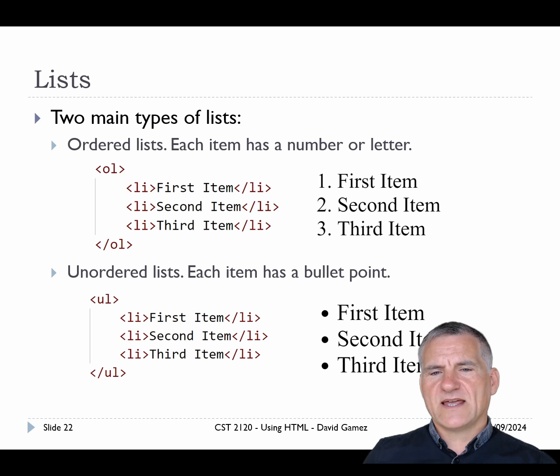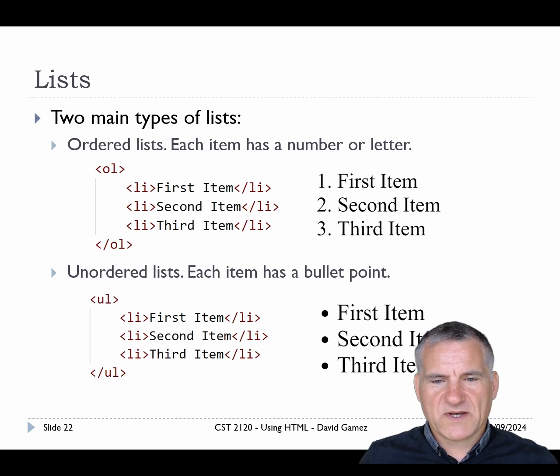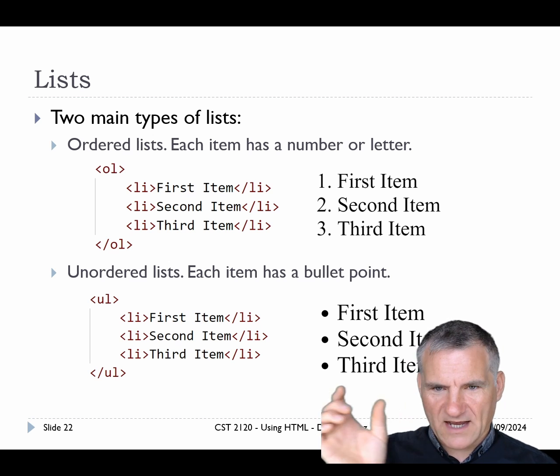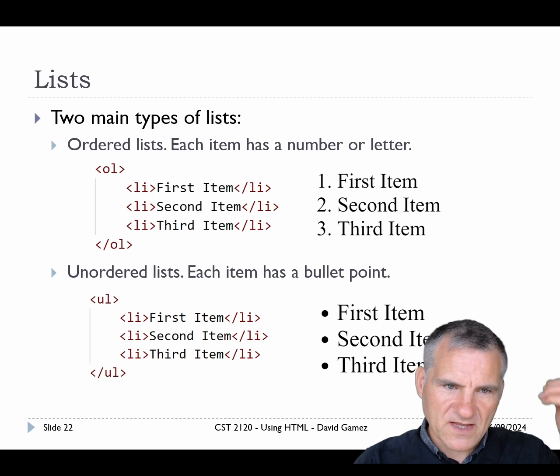Okay, lists are easy. Sometimes we need to make things 1, 2, and 3, or use bullet points. We just use the OL or UL tags. And then LI refers to the items on each line of the list. I'll do a little demo of this anyway.